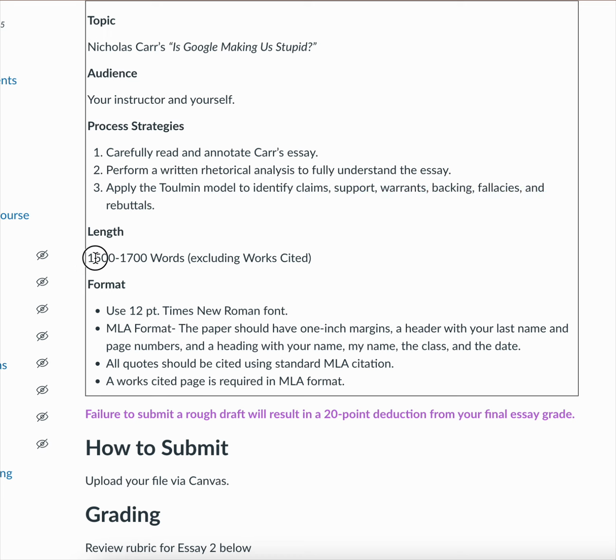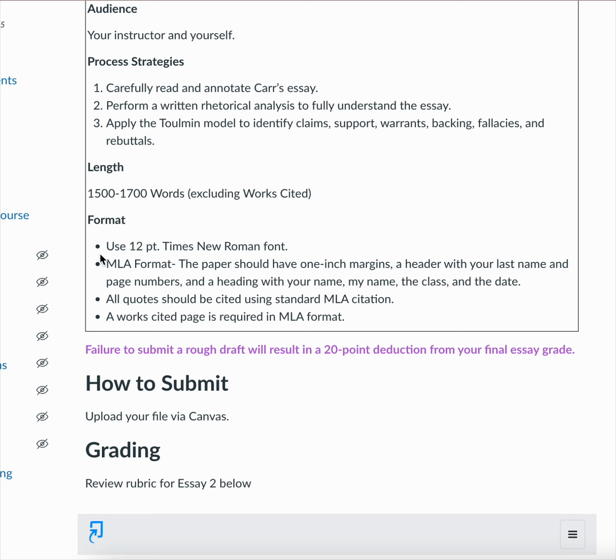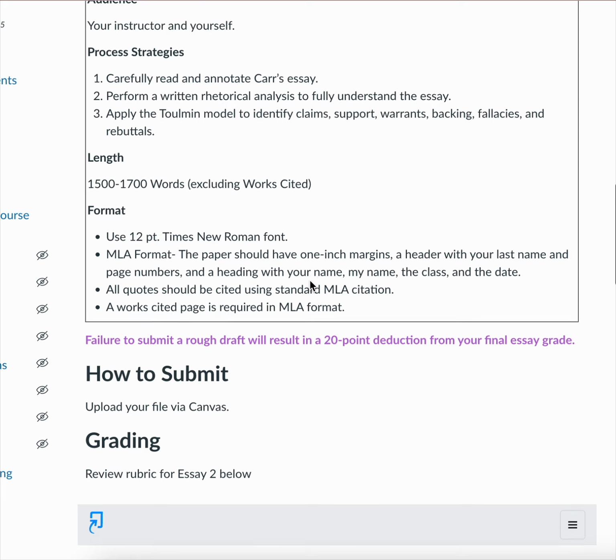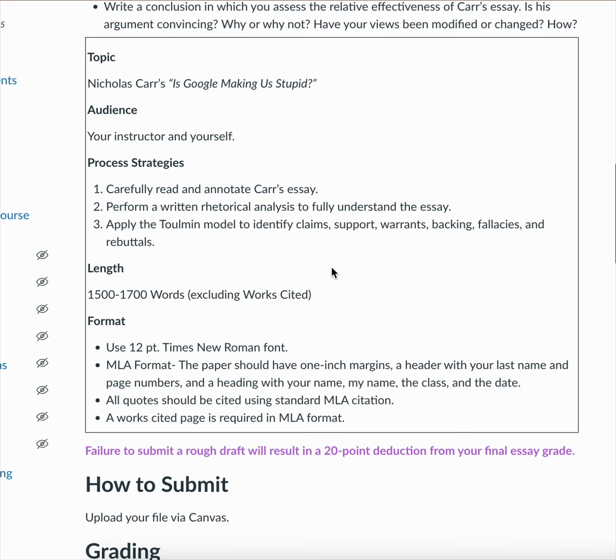The length is 1,500 to 1,700 words. This is excluding the works cited. Again, pretty standard stuff. Make sure it does follow MLA format, 12-point font, Times New Roman, 1-inch margins, and all that good stuff. As I mentioned, this is an academic paper, so you want to make sure you stay in third person and keep your tone as objective as possible. Avoid saying I think or I believe unless it's in your conclusion when you're already reflecting on the effectiveness of Carr's article.